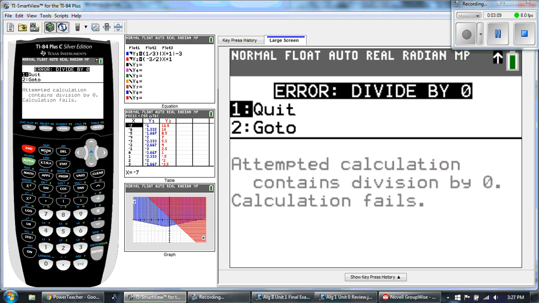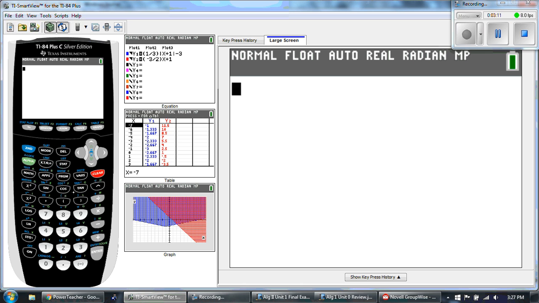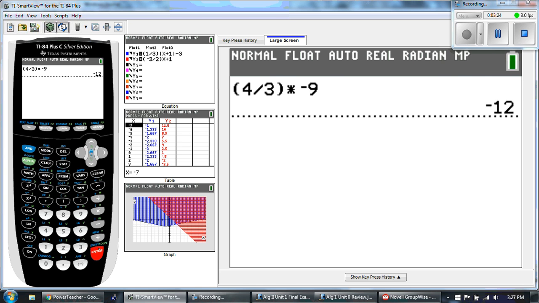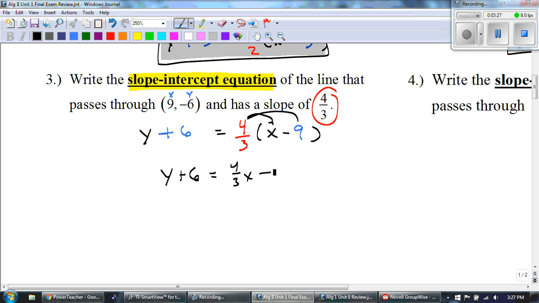We can clear everything. 4 divided by 3, 4/3 times a negative 9, and we get negative 12. Now, the y is not by itself yet, so I have to subtract 6 to both sides. And then we get y equals 4/3 x minus 18.